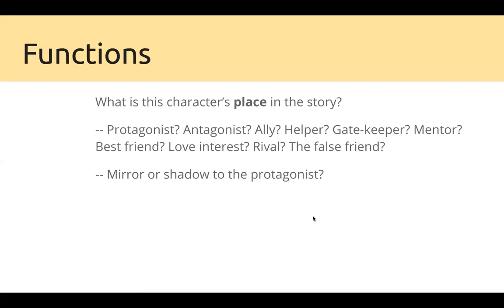Then often the ally or helper could also be the best friend. There could be a mentor or a love interest. And some friends can be false friends. So relationships can change and should change during the story. So relationships are dynamic. Then there is this kind of character who's the mirror or shadow to the protagonist, and we'll talk more about the shadow when we get to the Jungian archetypes.